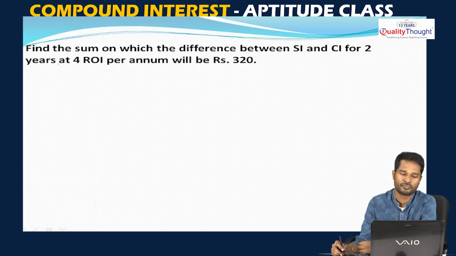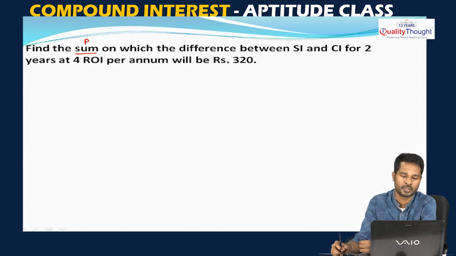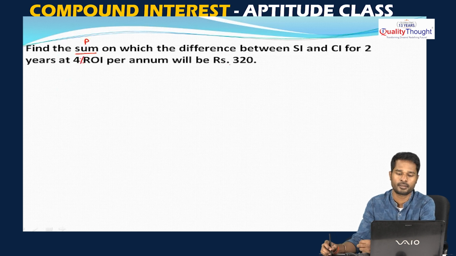Okay, the question says find the sum on which the difference between simple interest and compound interest for 2 years at 4 percentage rate of interest per annum will be 320. So we need to find the P value. Rate of interest is 4 percentage per annum, the difference he has given is 320, and the time period is 2 years.